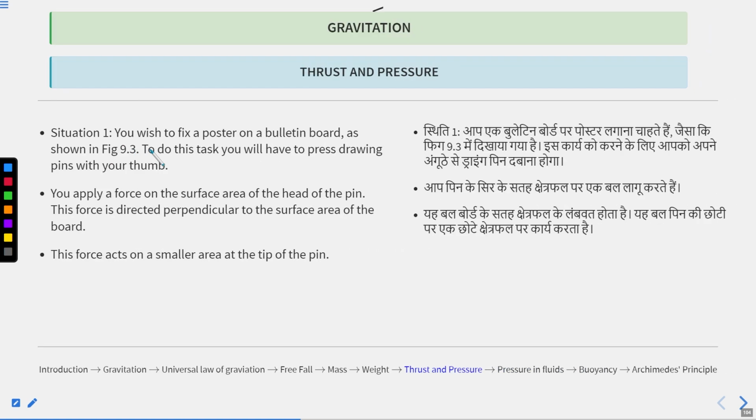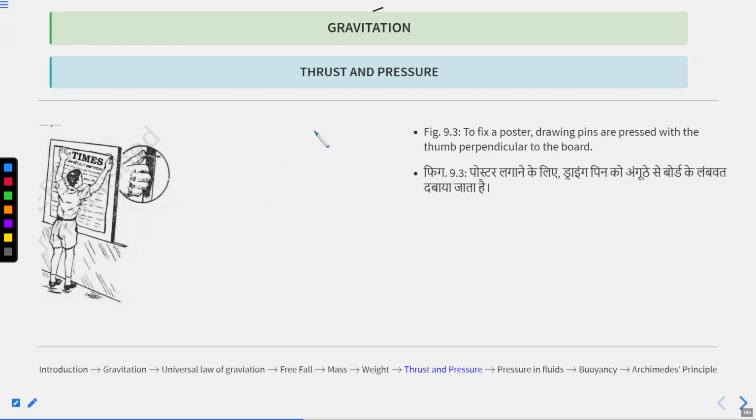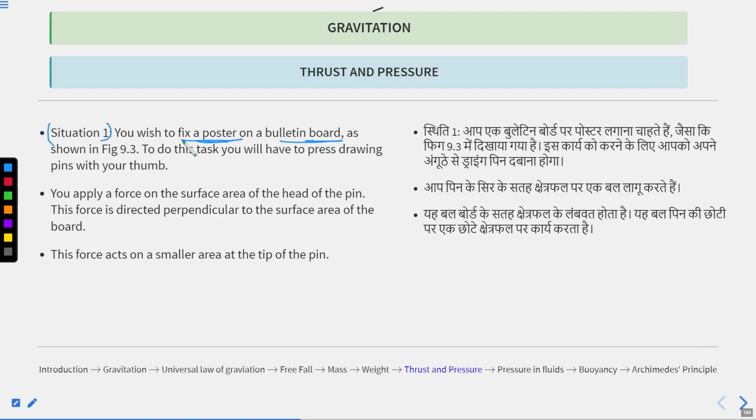So let's understand what pressure is by some situations. Situation number 1 is, you wish to fix a poster on a bulletin board. As shown in this figure, a boy is trying to fix the newspaper on a bulletin board, and he is pressing the pins with his thumb. To do this task, you will have to press drawing pins with your thumb.